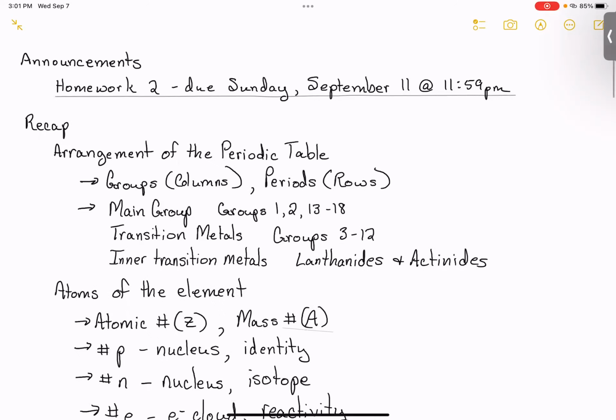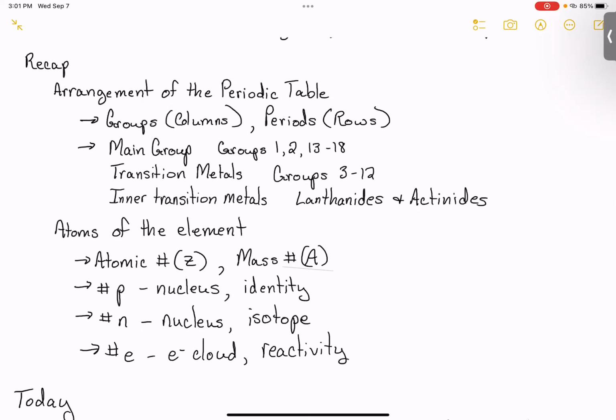Then on Wednesday of last week, I can't keep up with my days and times at this point already, we started talking about the atoms of the elements. Atoms of elements have 3 subatomic particles. They have the protons. The protons are responsible for the element's identity.